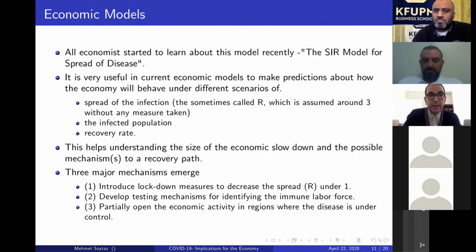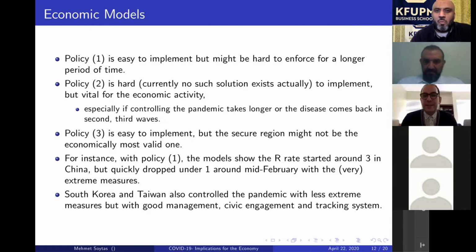Okay. Policy one is easy to implement. Yeah, right. It is already being implemented by the governments, the lockdown measures. Sometimes it is for some demographic groups, sometimes for the whole population, like curfews, sometimes for regions, but it's being implemented, and it's easy to implement, right? But the problem can be that it might be hard to enforce in the long run, if the time period expands to a medium run.